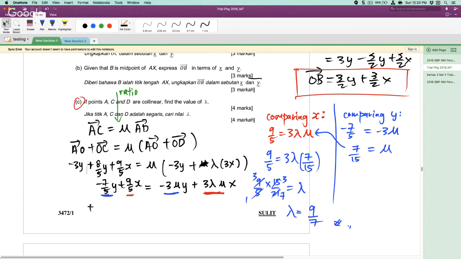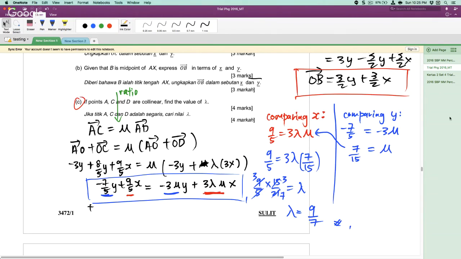This is how we solve this kind of unknown lambda or mu. I hope you get the idea of how to do the comparing, because in mathematics, if you have two unknowns, it is not possible to solve them in one equation. If you only have one equation but two unknowns, you have to use the comparing method. This is the only way to solve two unknowns in one equation.